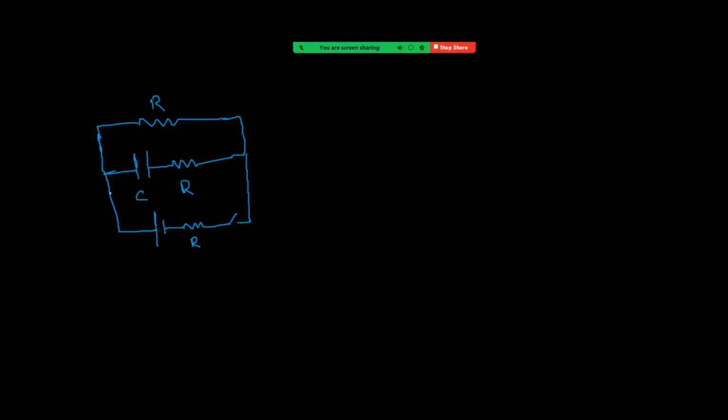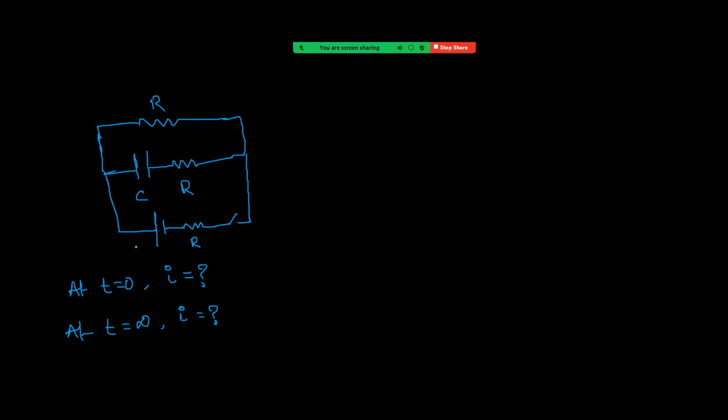Now the question is, initially the capacitor was uncharged. Initially no charge on the capacitor. Now when we close the switch, the question is that at t equal to 0, means just after closing the switch, what is the current through the battery? Question number 1. Second one is at t equal to infinity, its meaning is after a long time, what is the current through the battery?